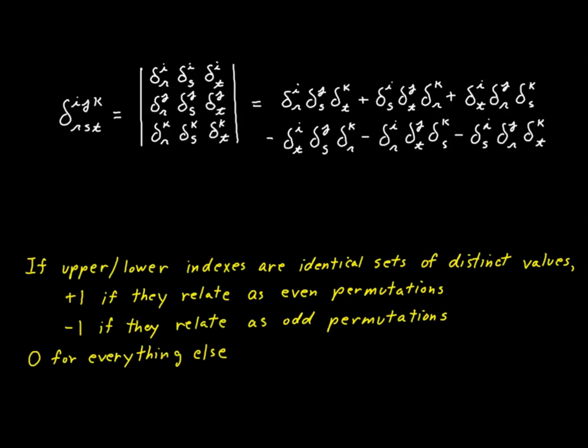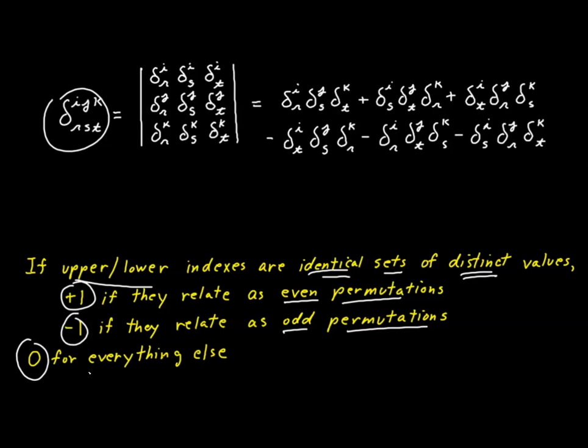We say that, first of all, if the upper and lower indexes are identical sets or combinations of distinct values, so in this case it means they have to be 1, 2, and 3. If that's true, then our expression is going to evaluate to either plus 1 or negative 1, depending on whether the upper and lower indexes are related by an even permutation or an odd permutation. And then the value of our new expression is going to be 0 for everything else. These are the only cases where they will evaluate to something other than 0, and it'll be either positive 1 or negative 1.